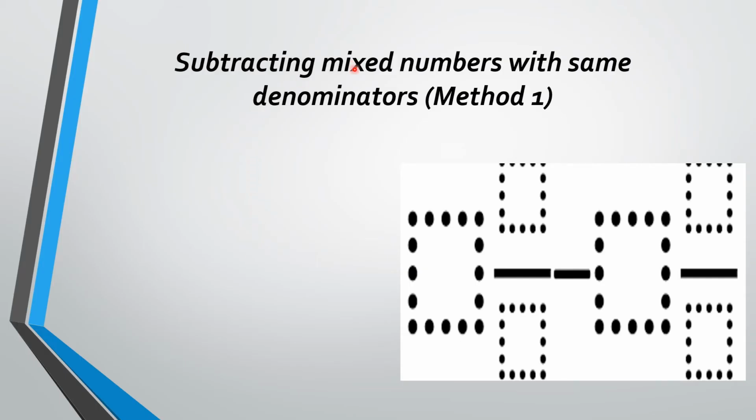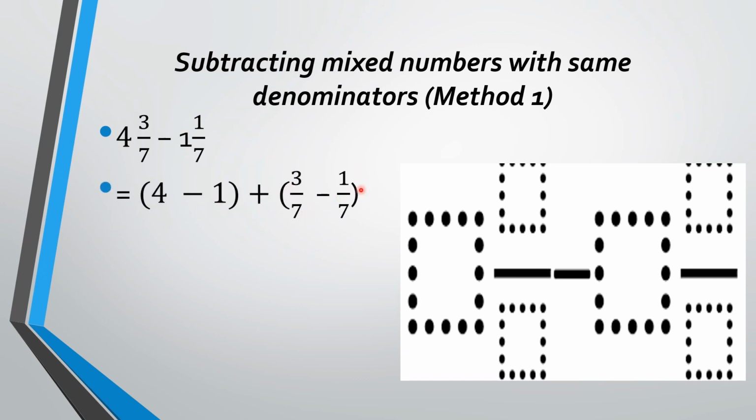So at first we will subtract mixed numbers with the same denominators, and here I am using method 1. 4 and 3 by 7 minus 1 and 1 by 7. According to this method, we will use the property of mixed numbers, that a mixed number is a combination of whole and fraction. It means 4 and 3 by 7 is equal to 4 plus 3 by 7, and 1 and 1 by 7 is equal to 1 plus 1 by 7. So according to this property, we will subtract whole numbers separately and fractions separately. It means 4 minus 1 plus 3 by 7 minus 1 by 7.